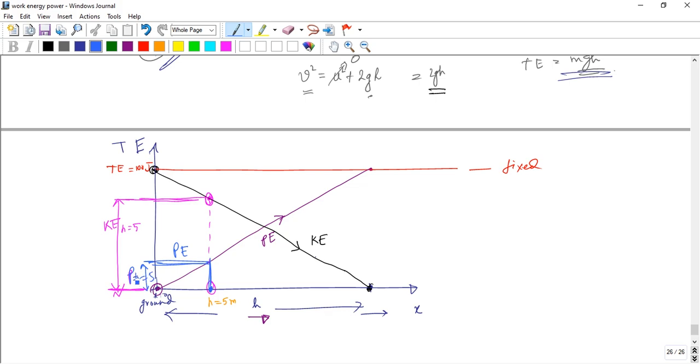If I add these two energies, we get the total energy. So the total energy at height h equal to 5 meter is KE at 5 meter plus PE at 5 meter, and the total energy is constant, a fixed value. Suppose that is 100 joule. That graph represents that function. The total energy is a fixed value.